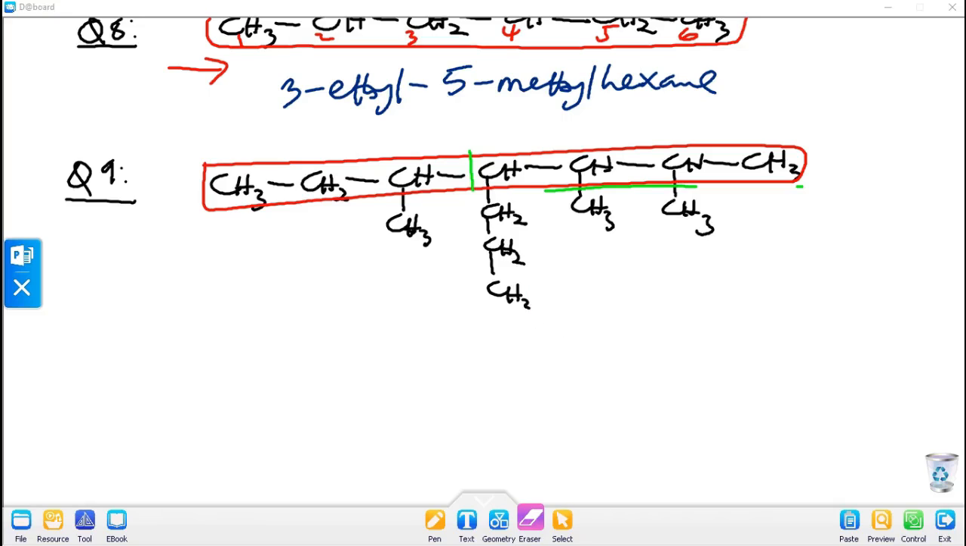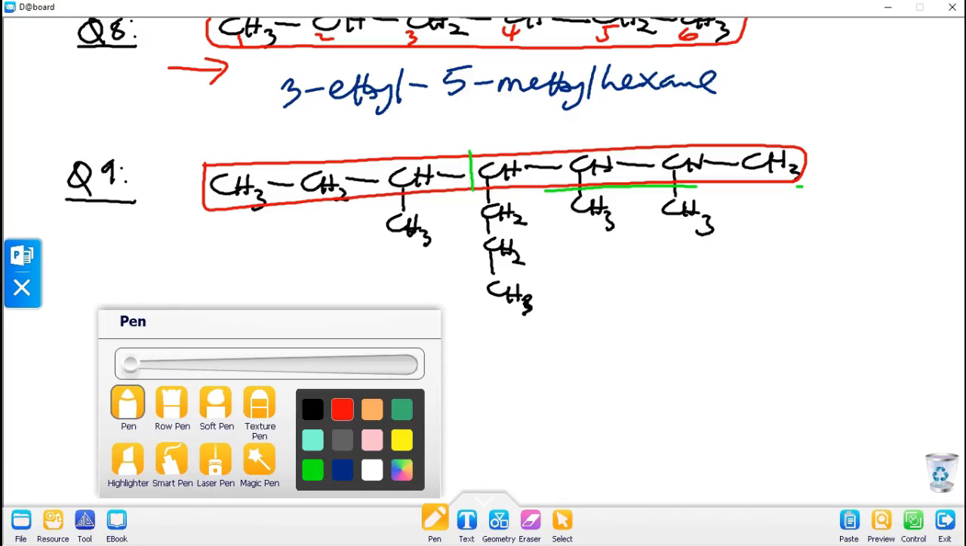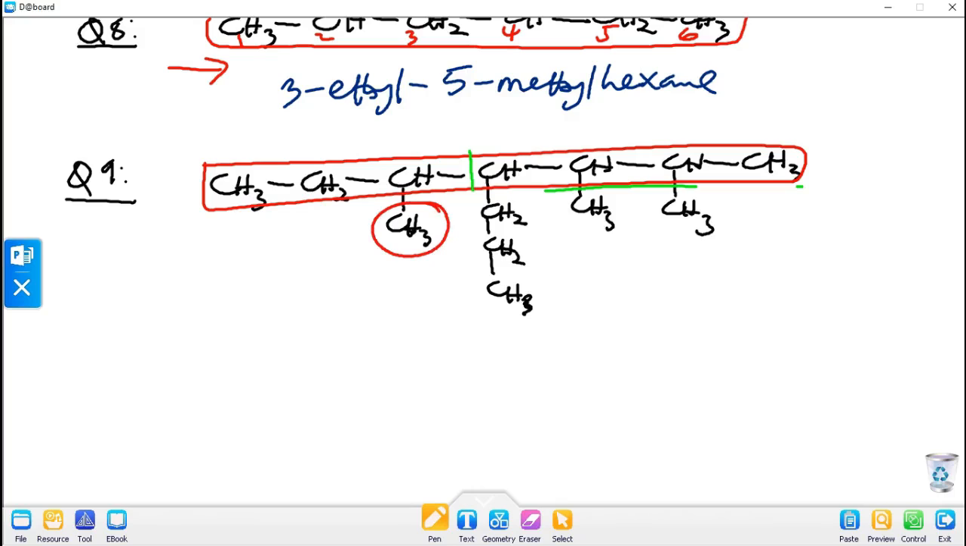Okay, so we have this. Now, it implies that if we settle with the straight chain, this is going to be our side chain. This is also a side chain, this is a side chain, and this will be a side chain also. So we have three methyl, and this is propyl. 3 methyls and 1 propyl.